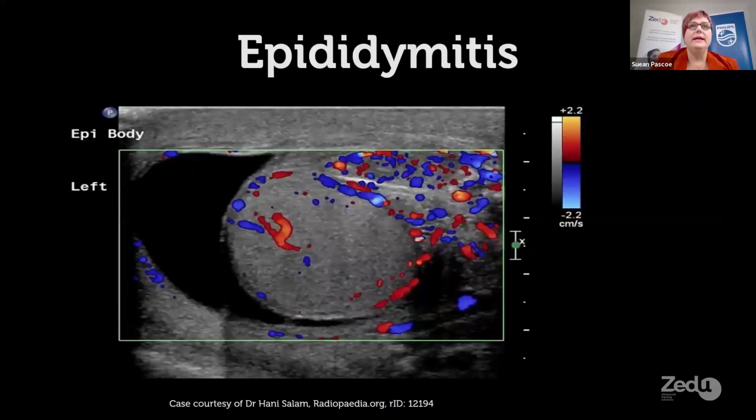We've got an example here of epididymitis, and you can just see the hypervascularity in the tail of the epididymis and the thickened scrotal skin here as well. So the epididymal tail is the most affected region, and you can see a hydrocele here, a reactive hydrocele, because of the epididymitis.